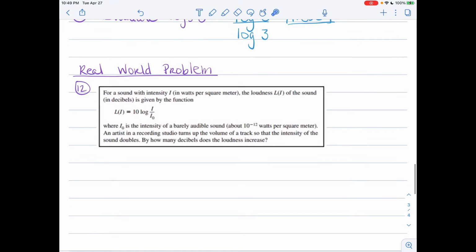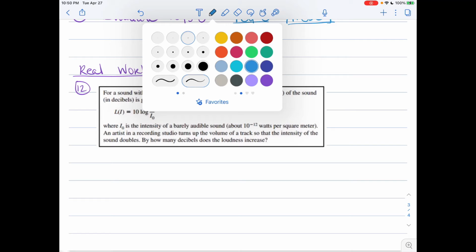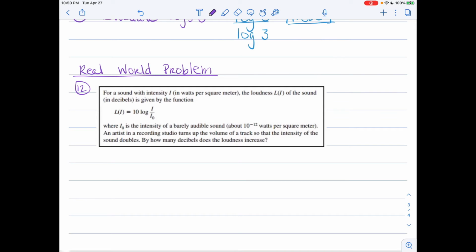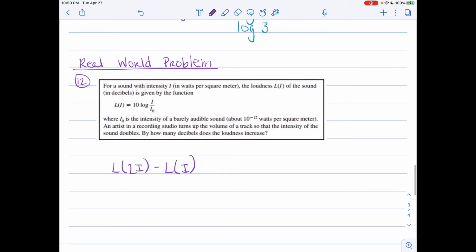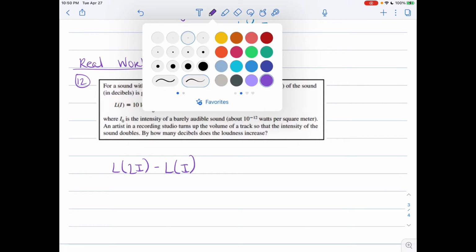So let's write ourselves a basic formula first. Our basic formula is going to be the loudness that we end with, loudness at 2 times the intensity, and then we're going to subtract the loudness that we started with, the loudness of our starting intensity, and that's going to be the equation that we need to solve.